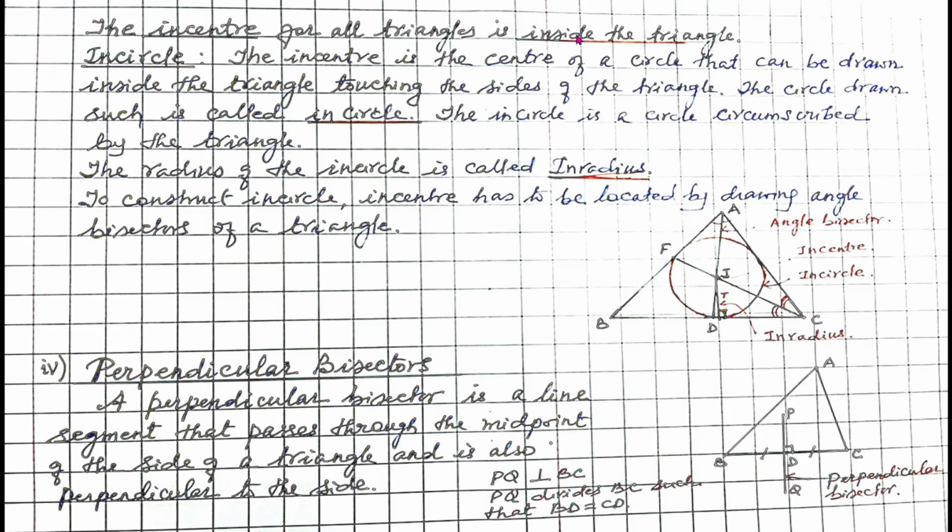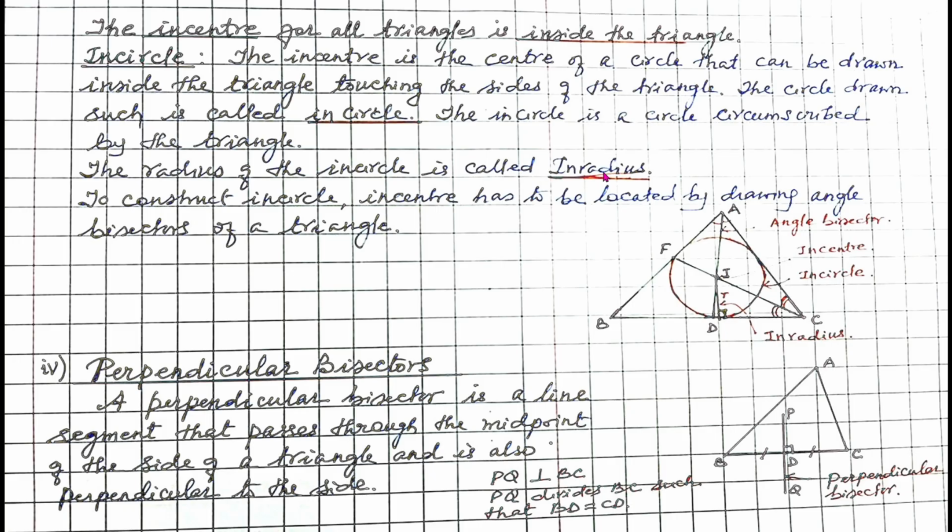And taking the incenter as the center and the radius IF, a circle can be drawn inside the triangle touching the sides of the triangle. The circle drawn is called the incircle. The meaning is, if you take the incenter as the center and draw a circle touching all the three sides of the triangle, then that circle is known as the incircle. And the incircle is a circle inscribed in the triangle.